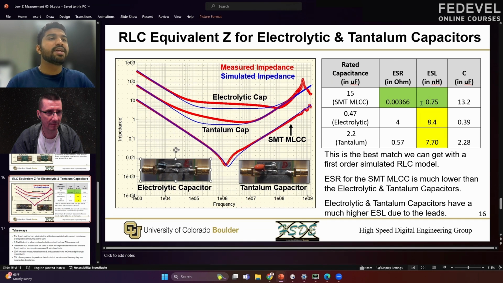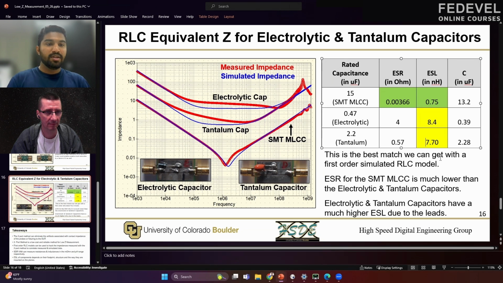The ESL value for the SMT capacitor is about 0.75 nanohenries. If we compare that with the electrolytic and the tantalum capacitor, which have leaded structures, it is 8.4 and 7.7 nanohenries. It's almost 10 times the value. This is exactly what we expected because of the inductive loop that the leads are forming. We can also see that both of them are leaded capacitors, and their ESL values are in a comparable range.